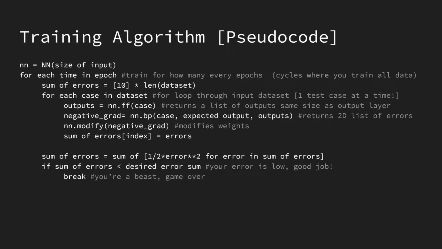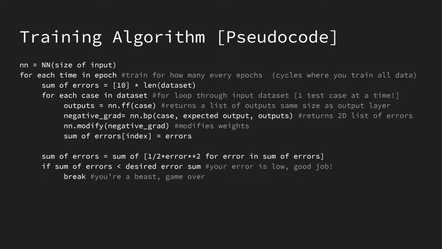nn is your object from earlier. Then you use ff to feed forward your case, so you're feeding forward whatever case you're on in your dataset. Then you find the negative gradient using back propagate. Then you use nn.modify to modify the weights of your nn, so the nn object is actually being changed here. Then we can do sum of errors of index equals whatever error you produced from doing your back propagation. Again, this is pseudocode, so you can't just copy paste this, you have to change some stuff, and you have to understand where the numbers are coming from.